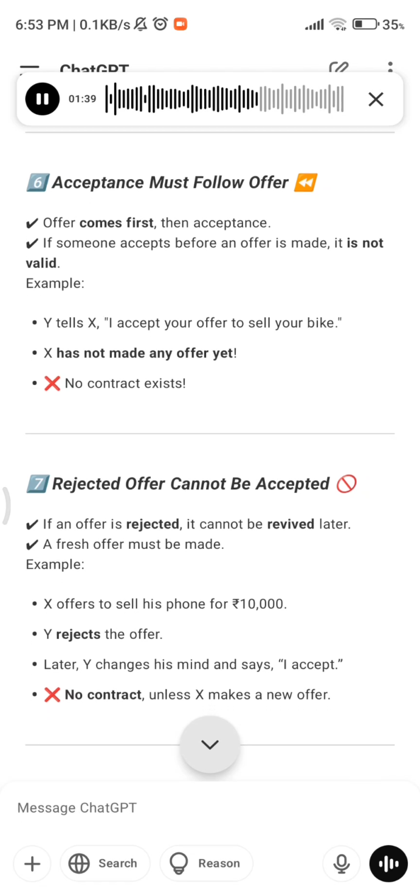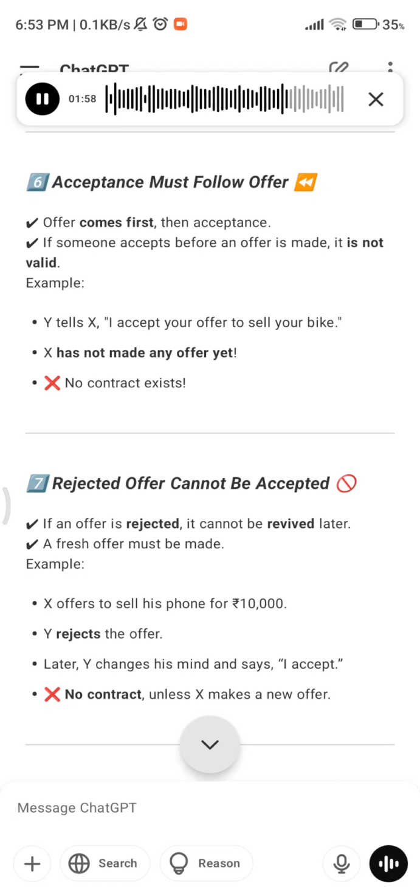6. Acceptance must follow offer. Offer comes first, then acceptance. If someone accepts before an offer is made, it is not valid. Example, Y tells X, I accept your offer to sell your bike. X has not made any offer yet. No contract exists.